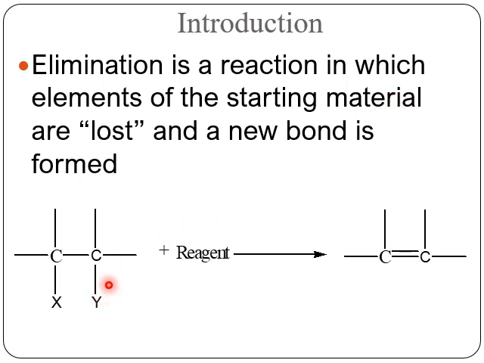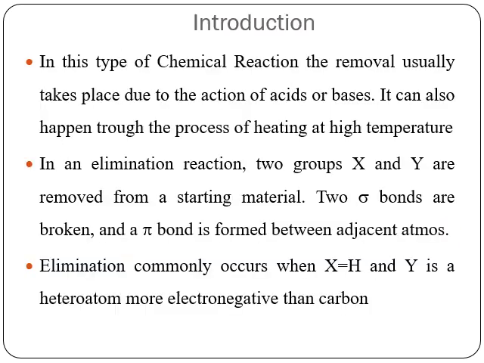Look at this molecule. In the presence of a reagent, you can say a catalyst, these two bonds are lost, and as a result we get a double bond between two carbons. In this type of chemical reaction, the removal usually takes place due to the action of acids or bases. It may also happen through heating at high temperature.